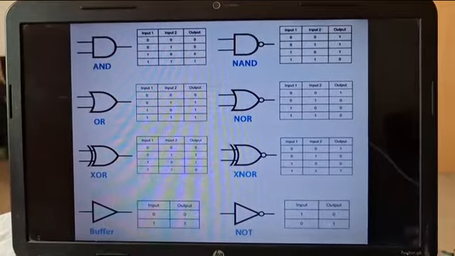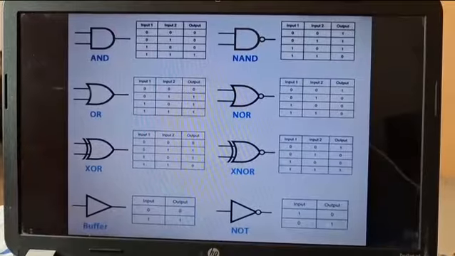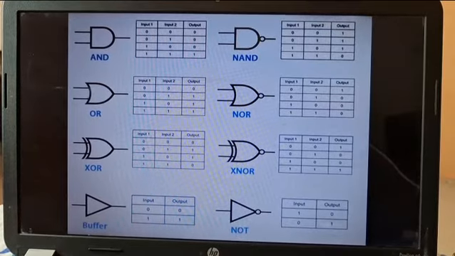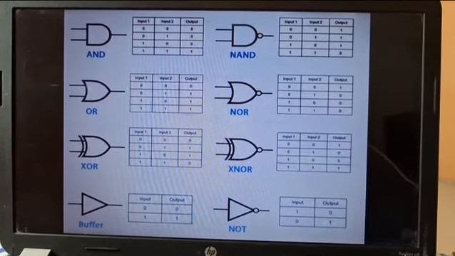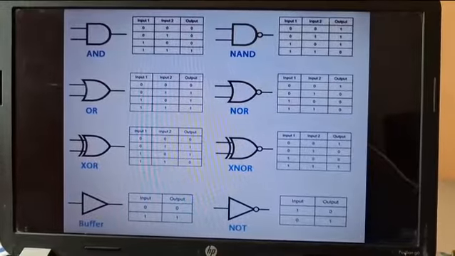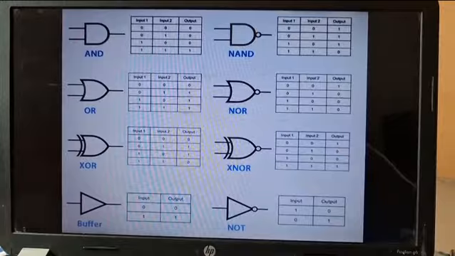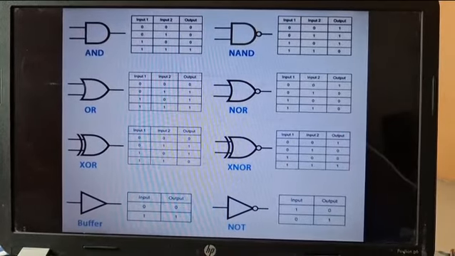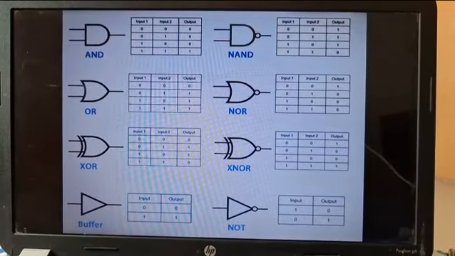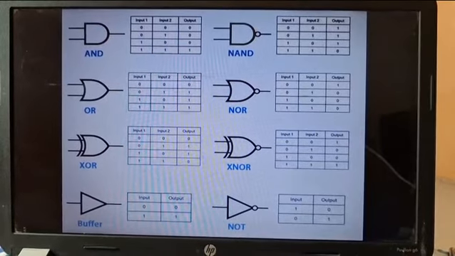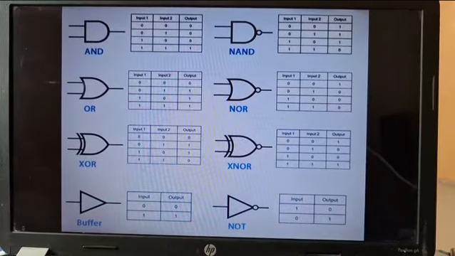So lastly, let's summarize how many gates we have studied. First one is the AND gate, second one the OR gate, and the NOT gate. These are the basic logic gates. These are used to construct all the other logic gates. The output of the AND gate is 1 only when both the inputs are 1. The output of the OR gate is 0 only when both the inputs are 0. The NOT gate is also called an inverter because it inverts the input signal.